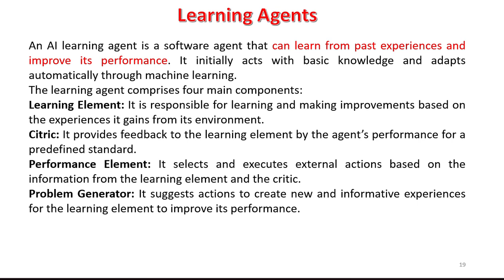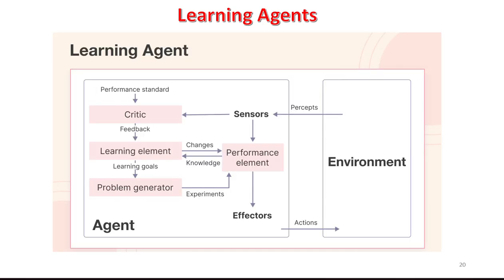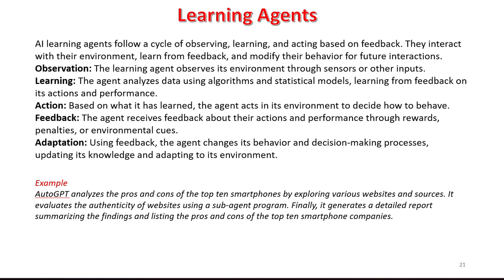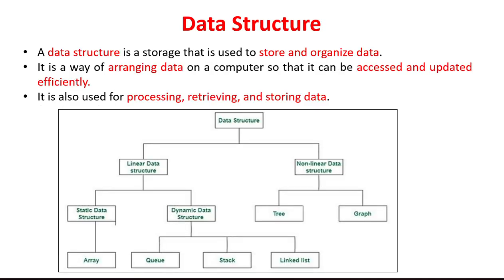So the learning element, performance element, and problem generator. This is the learning agent problem, based on the performance standard. For example, sensors send input to the performance element, and based on the actual, it will work. These all come under learning agents. The characteristics of the learning agent are observation, learning, action, feedback, adaptation, everything. So it comes under the learning agent problem.